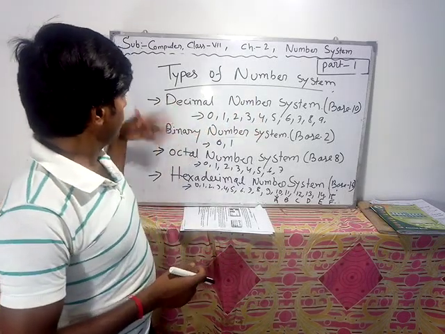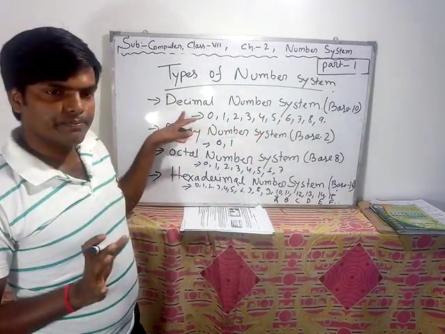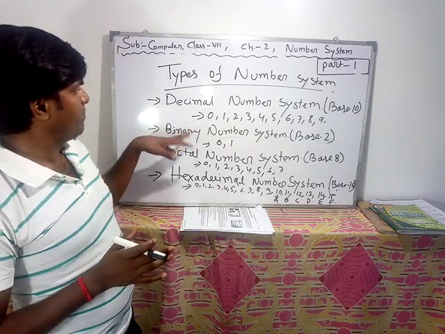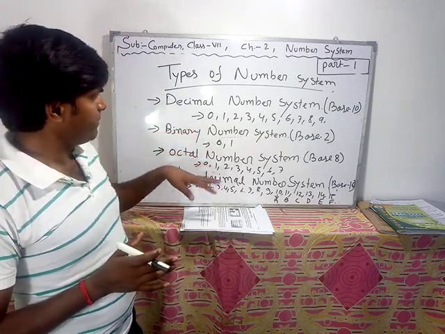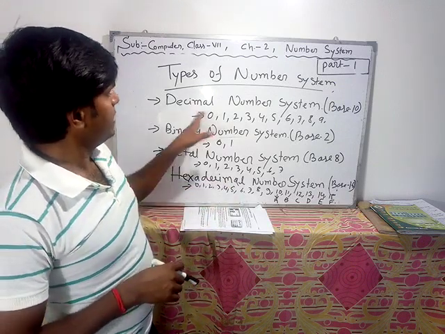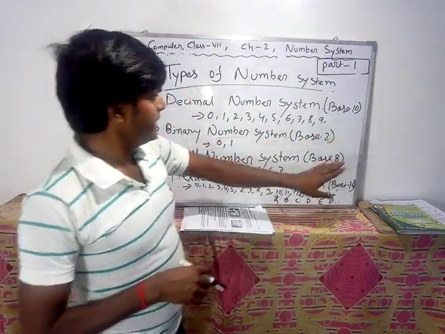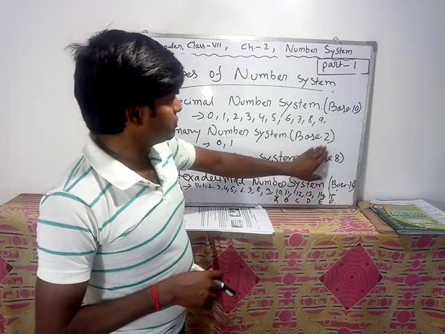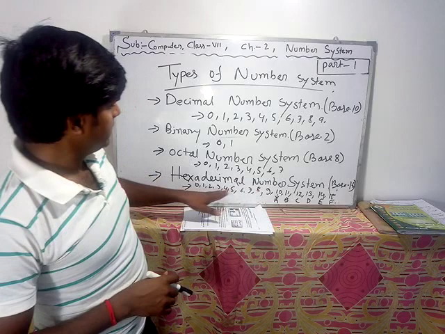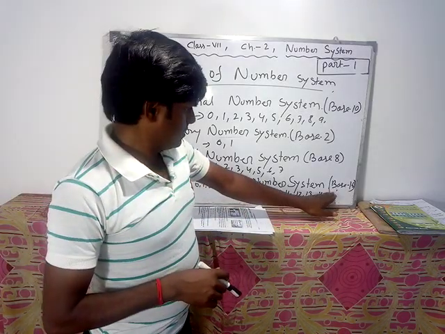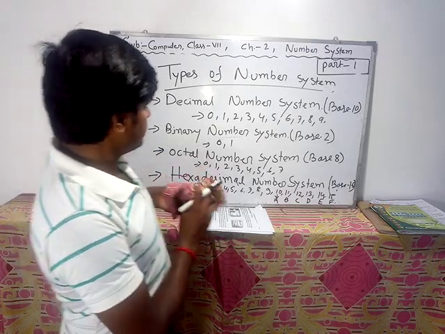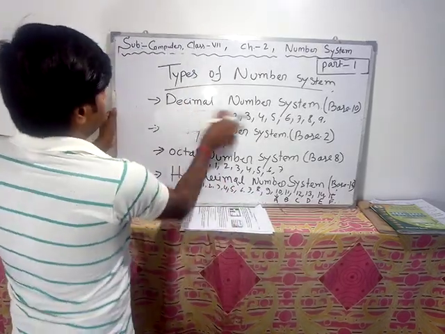There are 4 types: decimal number system, binary number system, octal number system, and hexadecimal number system. Decimal has base 10, binary has base 2, octal has base 8, and hexadecimal has base 16. Clear? So next, the binary number system.